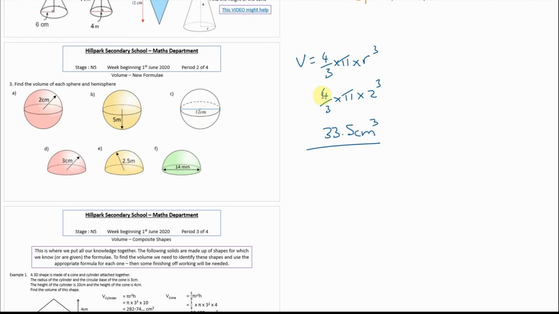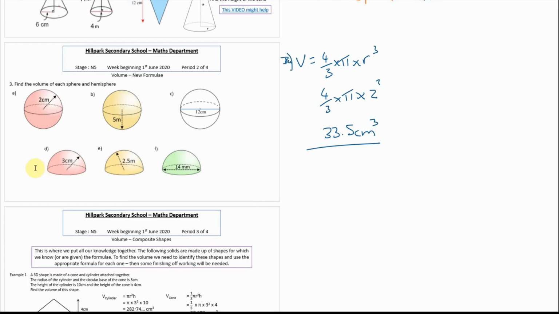For question A, nice and simple, 4/3 pi r cubed, r's 2, so we're going to get 33.5 centimeters cubed. For this one, it would be the exact same working, except the radius would be 5. The radius would be 5. Okay, everything else exactly the same. If we were doing it for the last one, the radius would be 6. Nice and straightforward. So yeah, very, very easy. And you're given this equation in your sheet, so don't stress about it. So that's question 3A I've done.